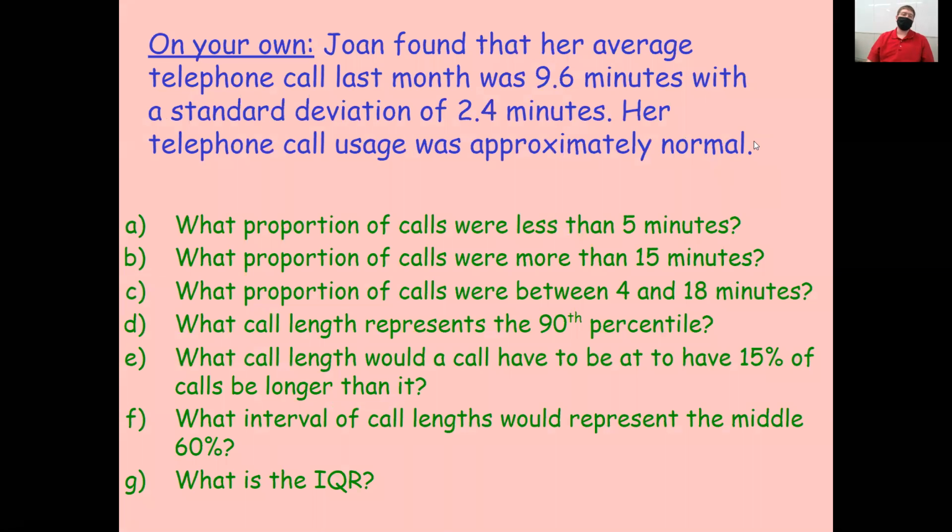All right, there's your question. On your own: Joan found that her average telephone call last month was 9.6 minutes with a standard deviation of 2.4. Her telephone call usage was approximately normal. That's the key. Answer A through Z.